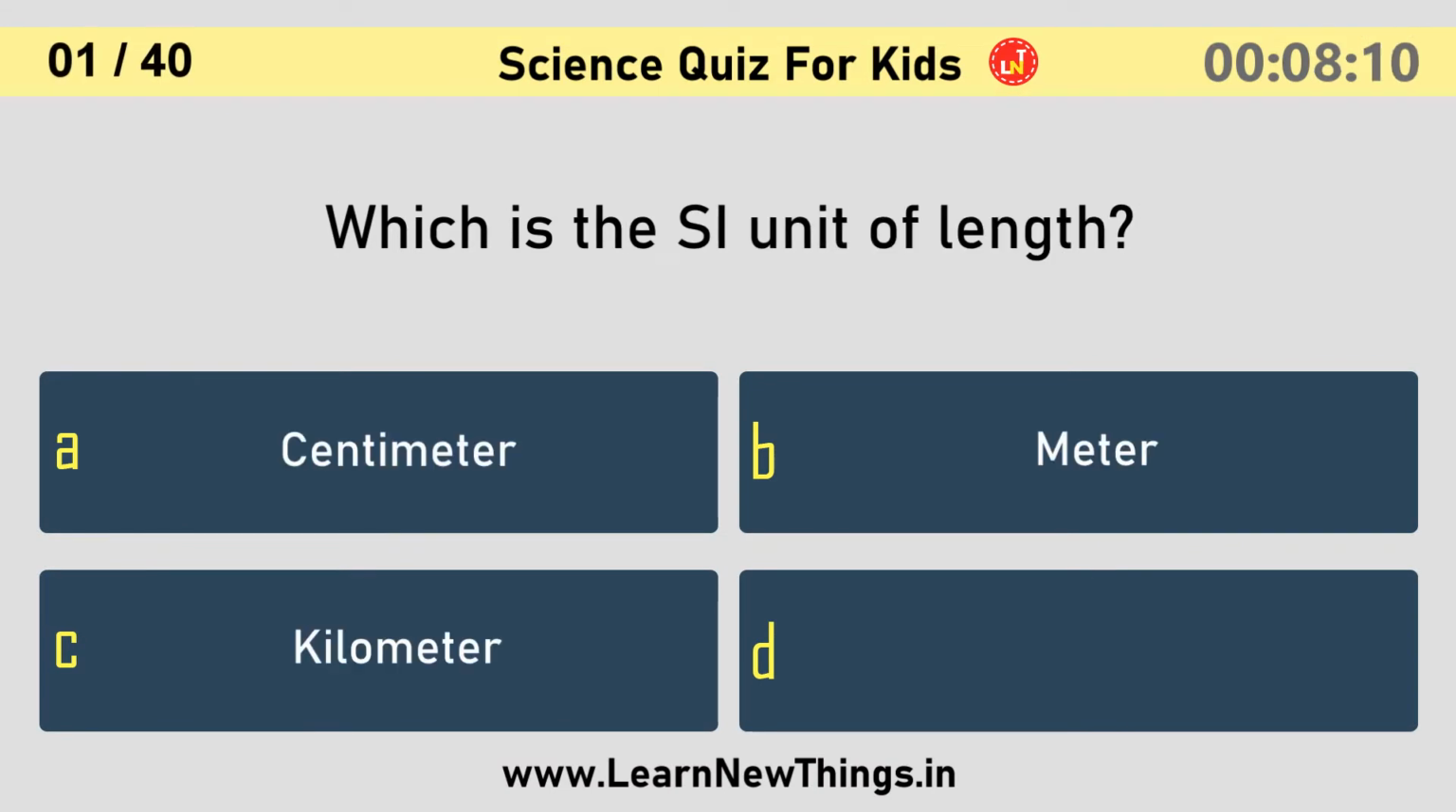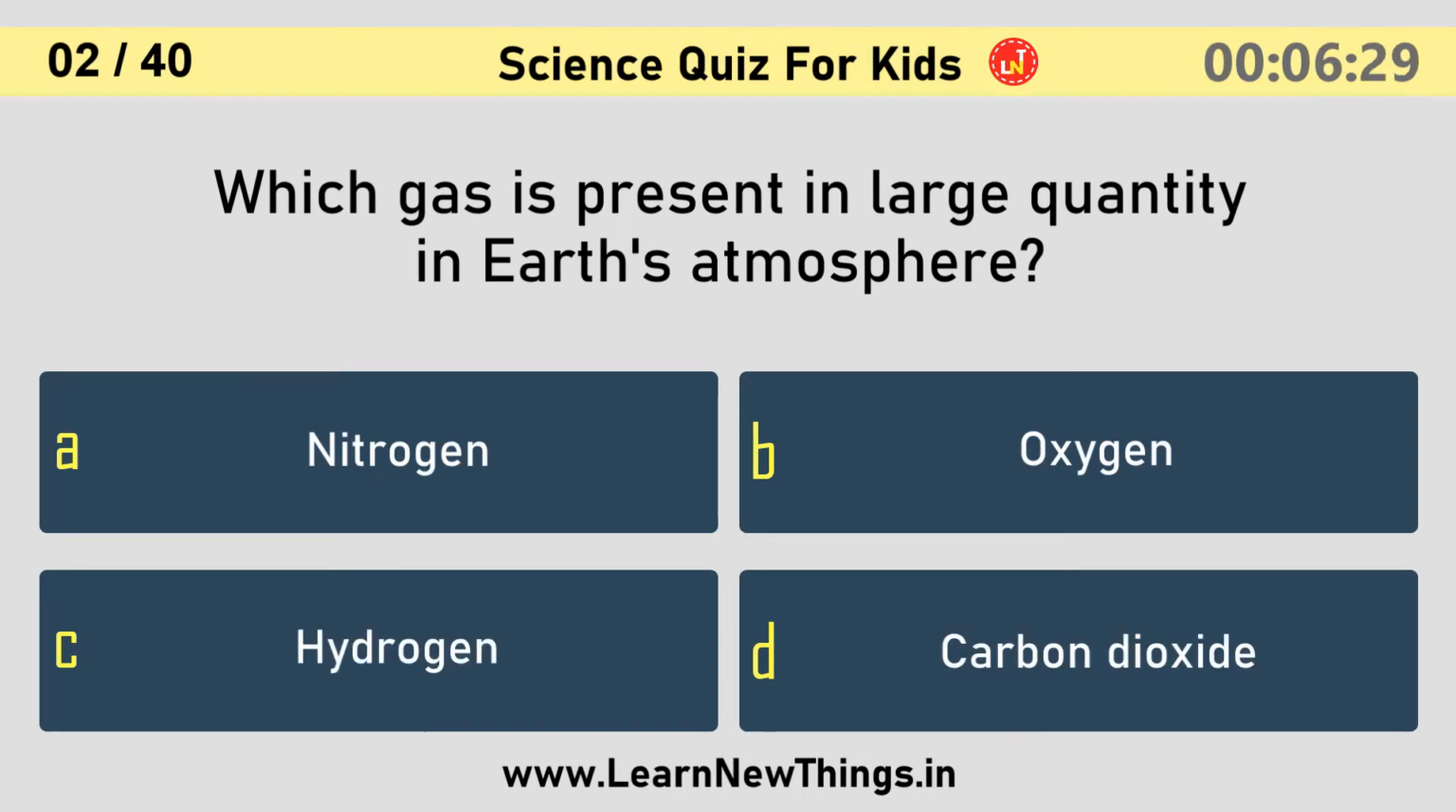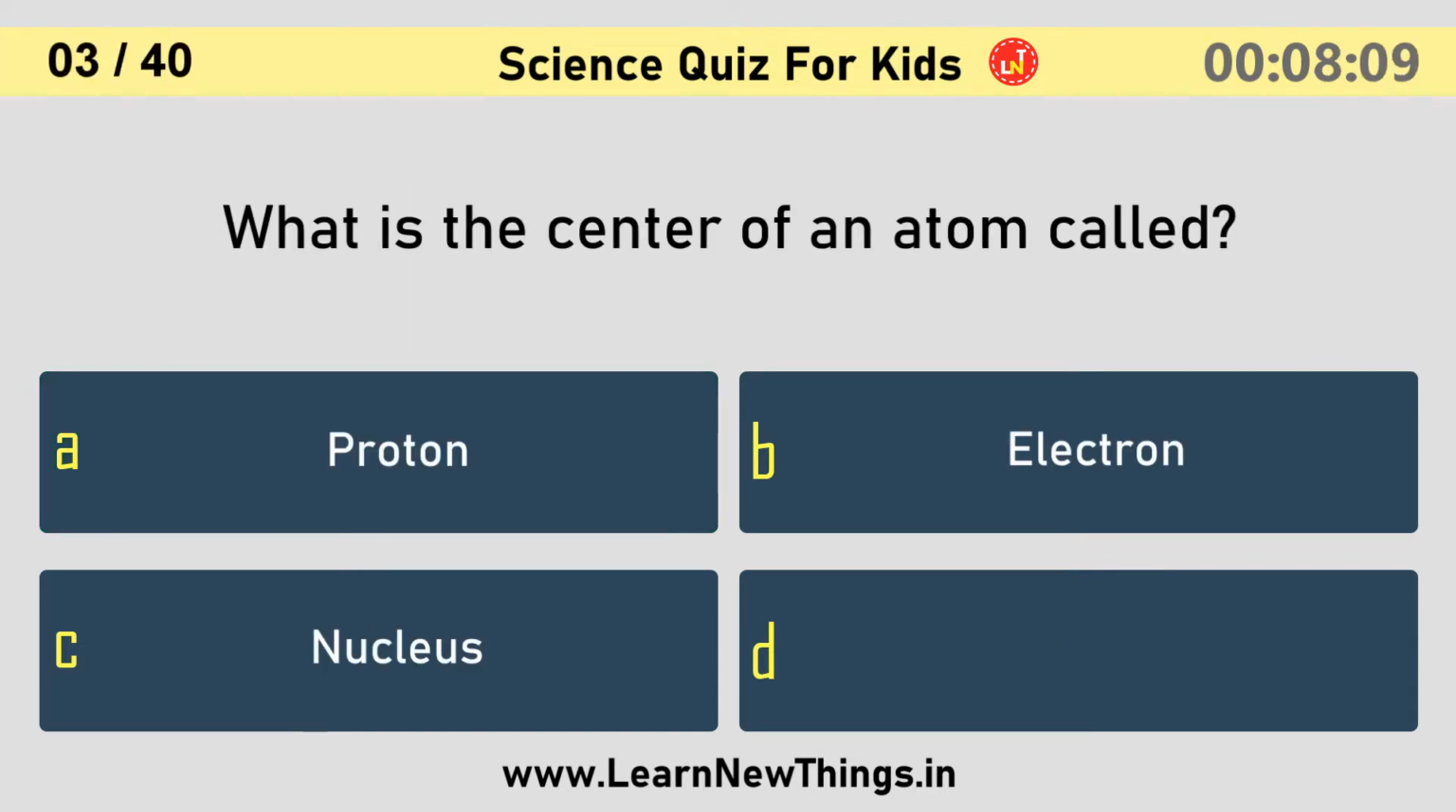Which is the SI unit of length? Meter. Which gas is present in large quantity in Earth's atmosphere? Nitrogen. What is the center of an atom called? Nucleus.